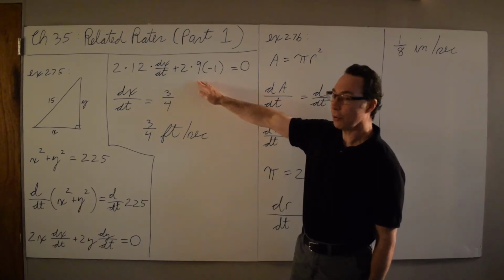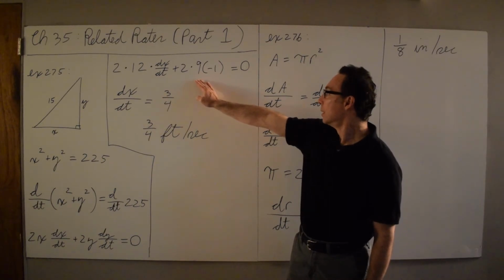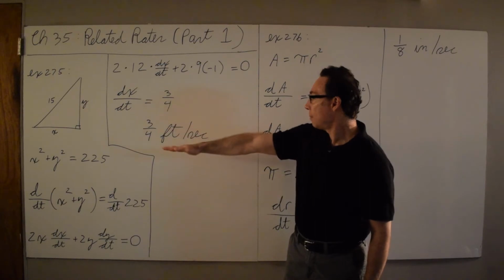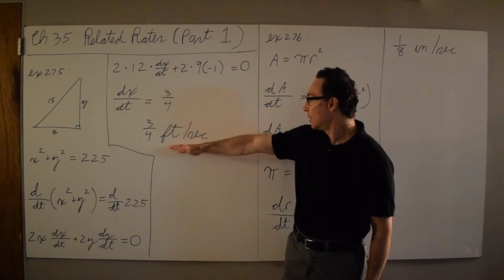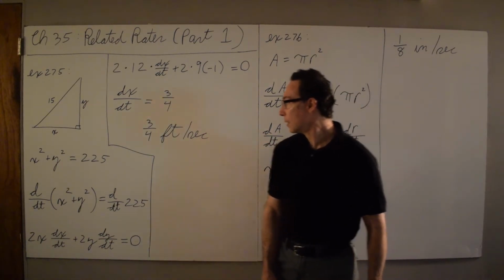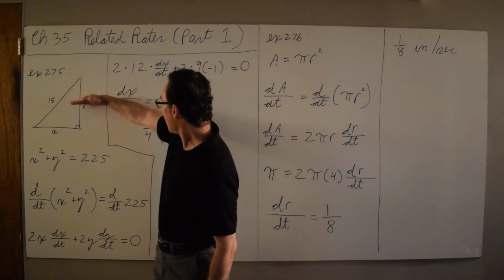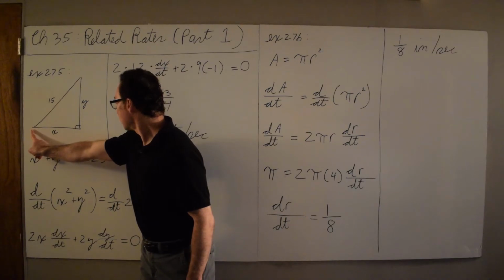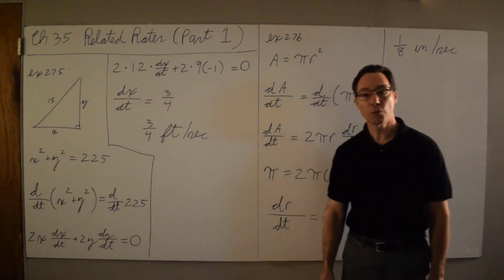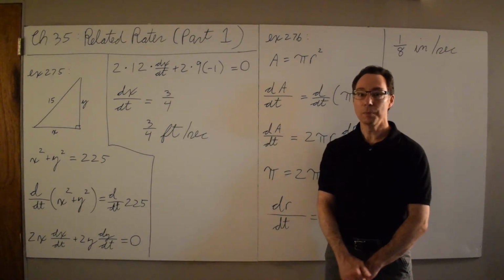So now we just have a linear equation of dx dt. So we're going to solve for dx dt. It's 3/4. That means x is changing at a rate of 3/4 feet per second. So as the ladder goes down the wall, this ladder slides away from the wall at a rate of 3/4 feet per second.